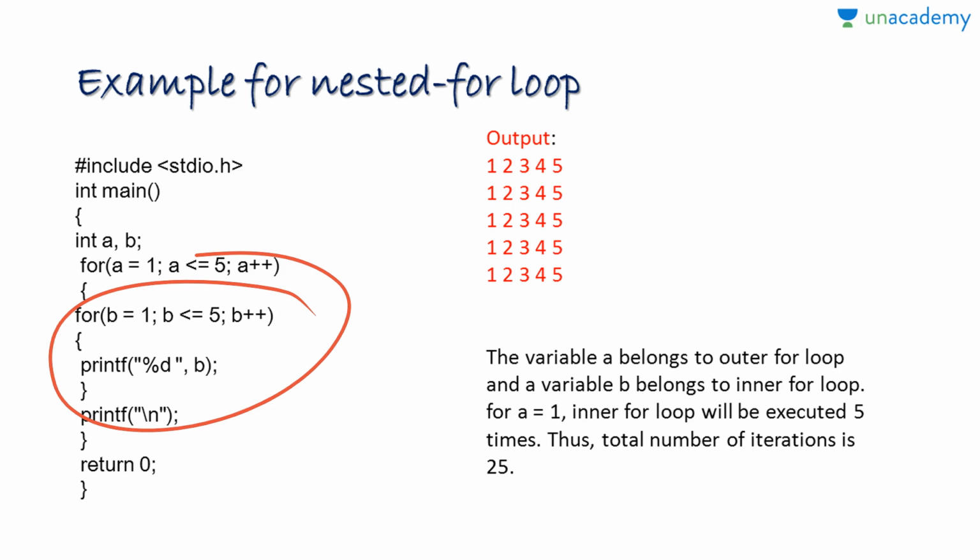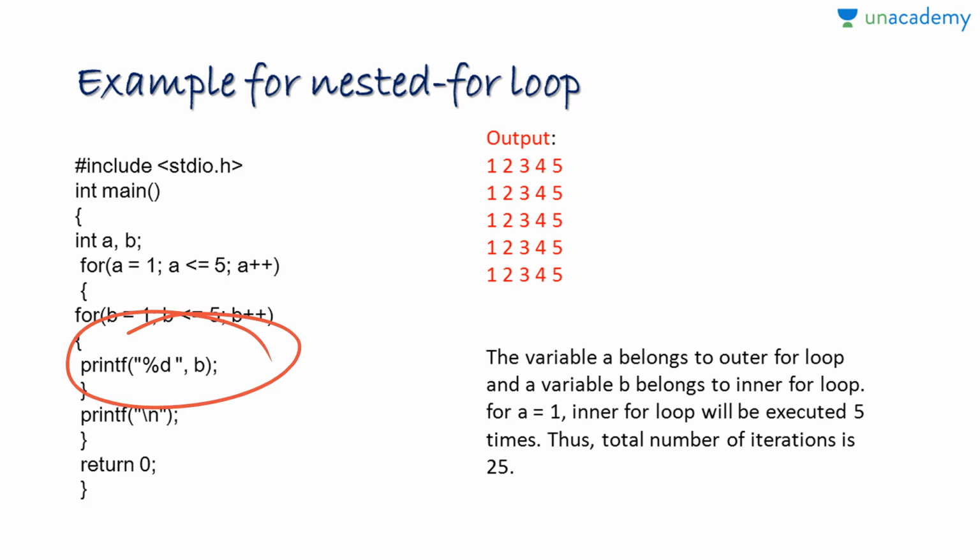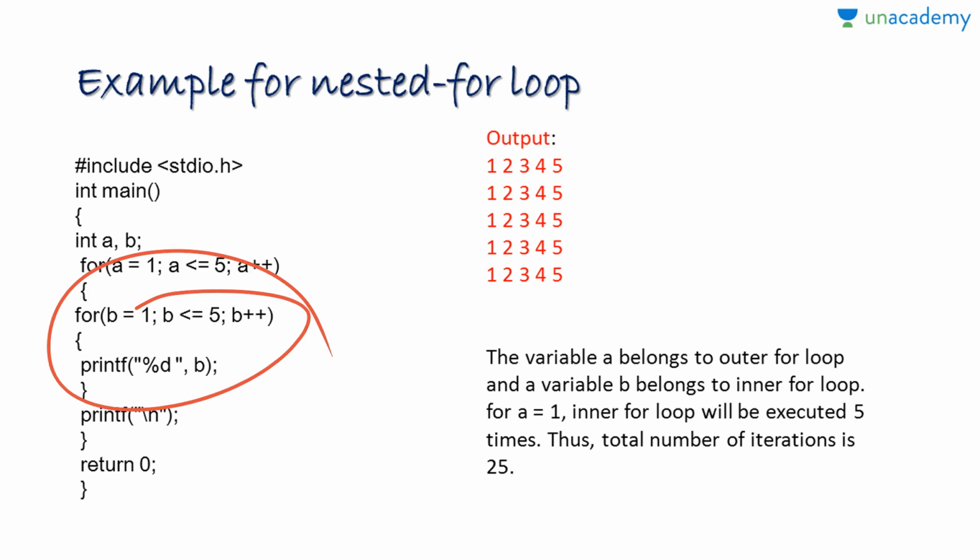So first initialization is b is equal to 1. So b is equal to 1, 1 is less than or equal to 5. Execute, that is, print the value of b, that is 1. Then again go back to the for loop, that is, after incrementing. So 2 is less than or equal to 5. Print 2, increment to 3, 3 less than or equal to 5. So it continues. After b is equal to 5, come out of this inner for loop.